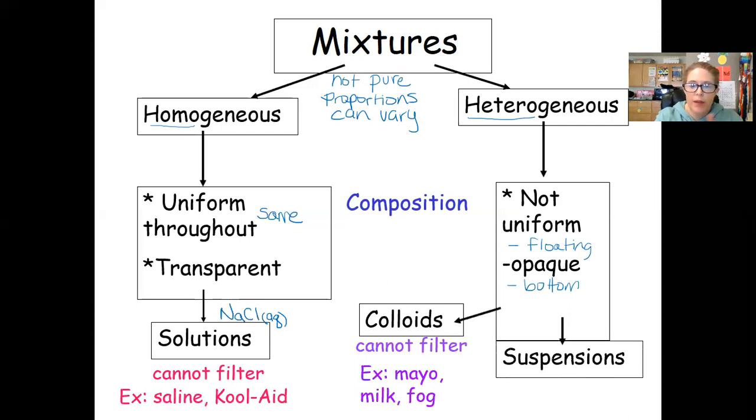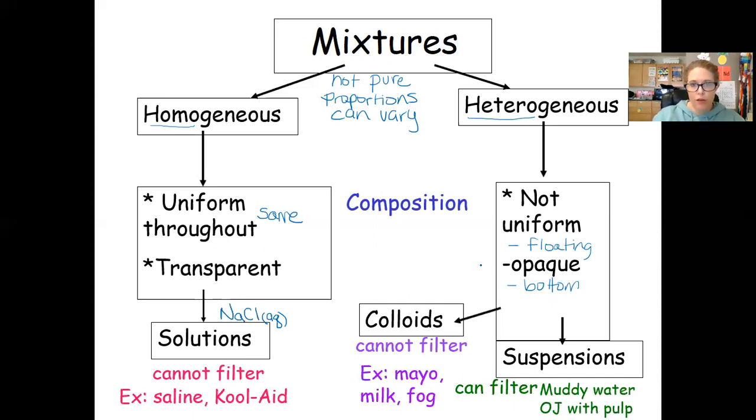And we have the ones that we can filter versus the ones that we cannot filter. So I cannot filter mayonnaise. First of all, it's really thick. It's not going to flow through the filter paper. But over time, if it fell through the filter paper, you're not going to be able to separate out the egg and oil that's whipped together to make the mayonnaise. So if I have a suspension, I can filter. That means that there's particles suspended in the solution. So for example, muddy water, right?